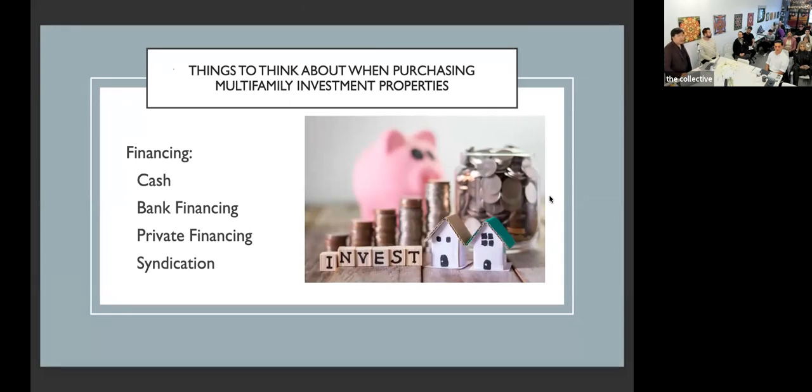Let's talk about how you're going to finance. How are you gonna buy this property? Like I said, I come from a culture that doesn't like debt. So I deal with investors all the time who are like, let's just buy cash. Okay. I personally think that's dumb.